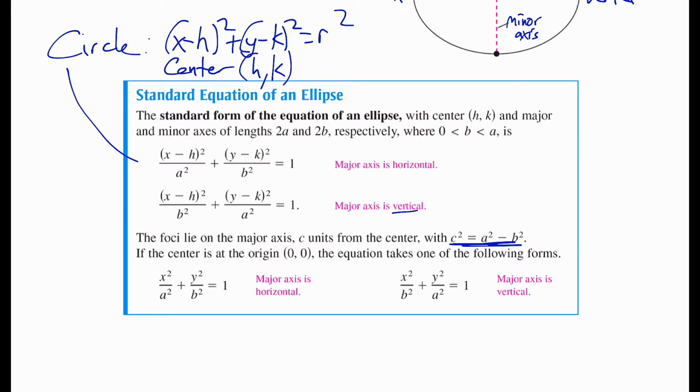Now, if the center is at the origin, (0, 0), then the equation just takes one of the following forms. Essentially, we just get rid of the minus h and the minus k. It ends up as x squared over a squared plus y squared over b squared equals 1, and that's for horizontal. And then it's x squared over b squared plus y squared over a squared equals 1.